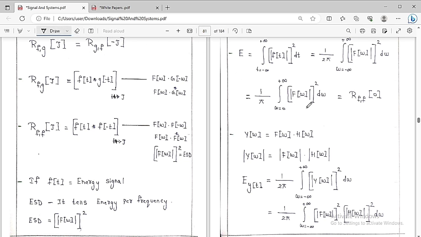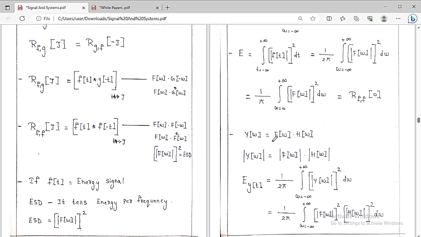Then the next point is, as I've already told you, suppose Y of omega is equal to F of omega into H of omega. Then the magnitude is the multiplication of the two magnitude values, because Y of omega is a complex number and will have a magnitude and phase angle. F of omega will have a magnitude and phase angle. H of omega will have a magnitude and phase angle. So I want to know the magnitude, so the magnitudes get multiplied. So magnitude of Y of omega is equal to magnitude of F of omega into magnitude of H of omega.